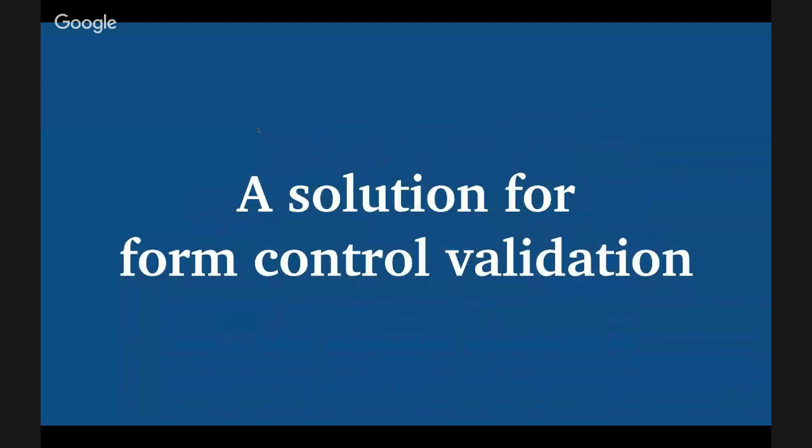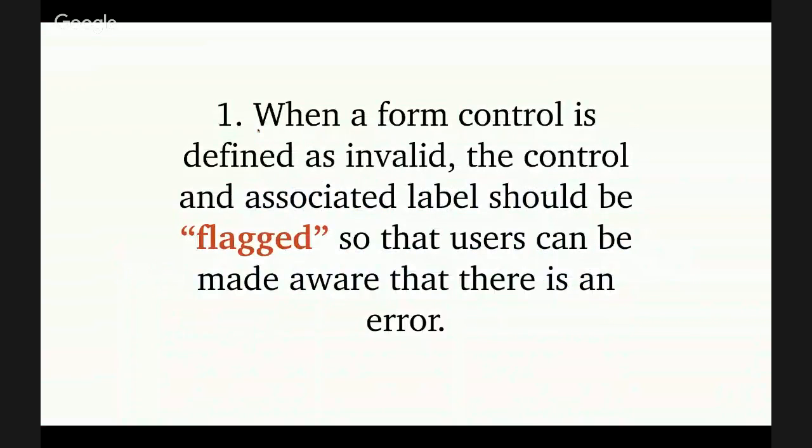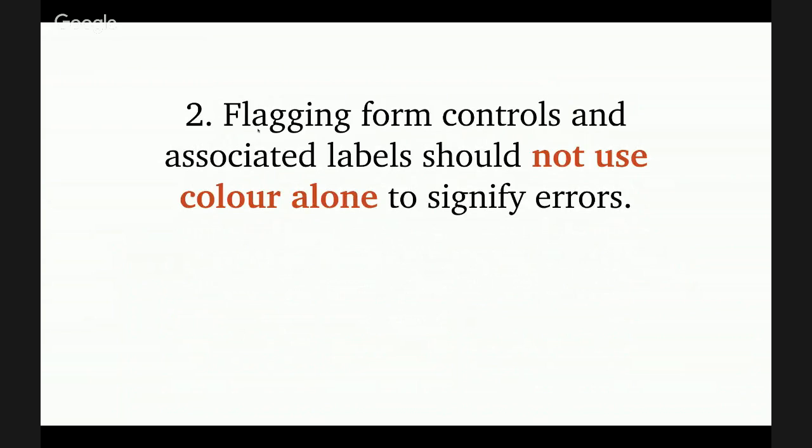So let's talk about a solution for the individual form controls first. When a form control is defined as invalid, the control and the associated label should be flagged so that users are made aware that there's an error. And it makes sense that color shouldn't be the only signal. You shouldn't use color alone to signify errors. I've seen people use red alone to show that a field has been marked as invalid, but for some people who can't differentiate between red and other colors, that can present problems.